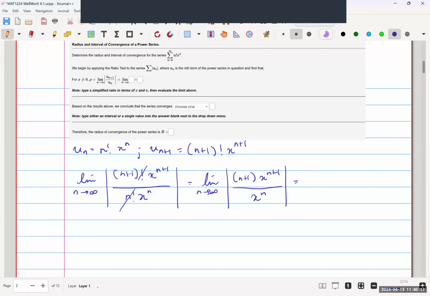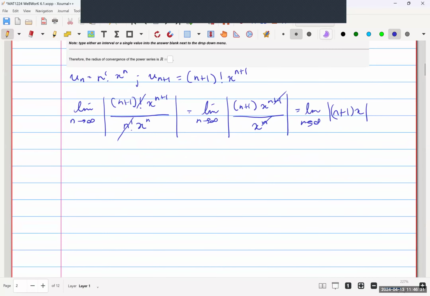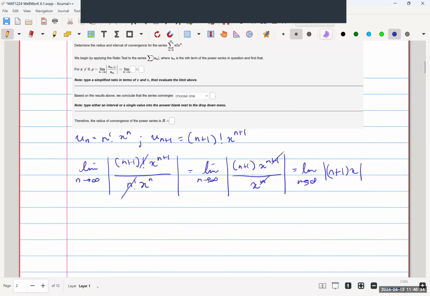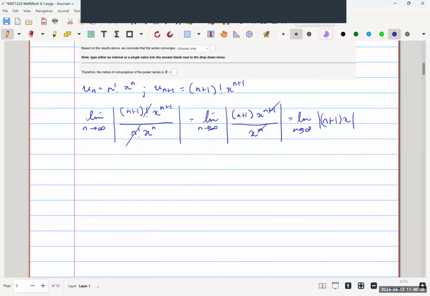And that further simplifies to simply n plus 1 times x. Now, in our problem, we want x not equal to 0. So if x is not equal to 0, the limit simplifies to the limit as n approaches infinity of the absolute value of x times n plus 1.